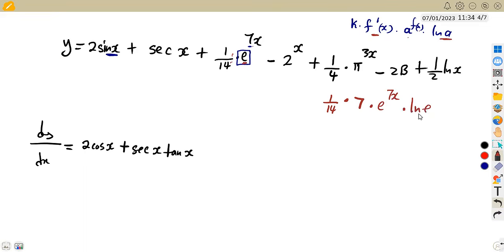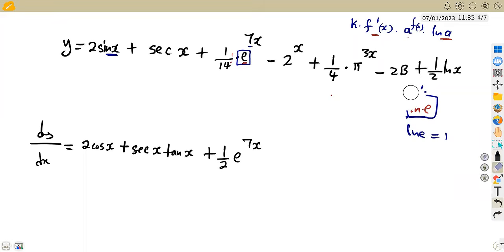Which is the ln of e. So if you take note, ln e is equivalent to 1. From our logarithms, ln e is equal to 1. So if ln e is equal to 1, it simply means here there's a 1. So if we multiply 1 over 14 times a 7 times a 1, this is going to give us 1 over 2. So we are going to obtain 1 over 2 e to the exponent of 7x. All right, so we have differentiated this whole part here.